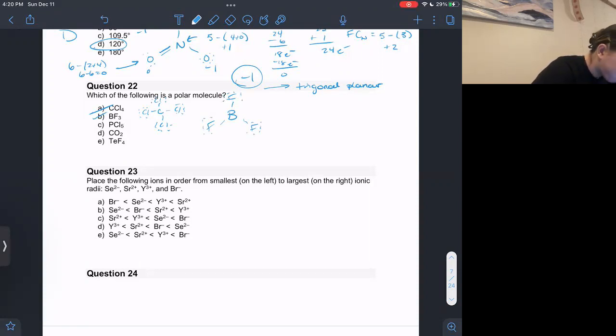PCl5, phosphorus. Phosphorus has 5 valence electrons, so 5 plus 3 times 7. Fluorine is 26. Phosphorus can expand its octet, so it's P and then 5.